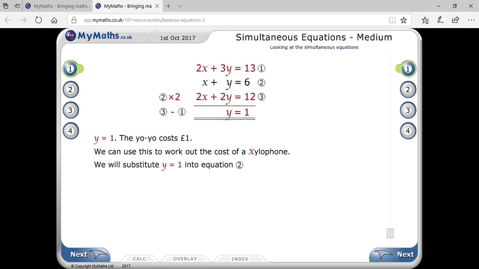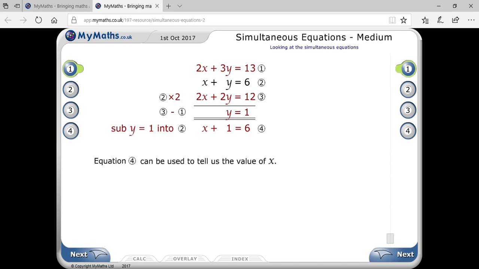Yeah. So here you can see that 2x, 2x will be cancelled, and if you subtract, 3y minus 2y will be y, and 13 minus 12 will be 1, okay? So that's why now you can clearly understand that one yo-yo costs 1 pound, okay? Understand, Rita? Mm-hmm.